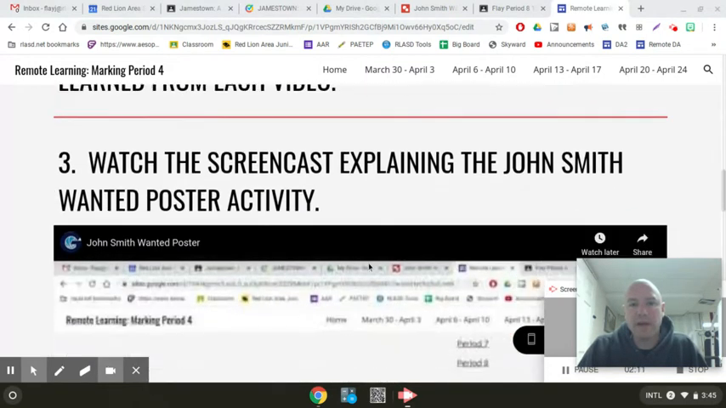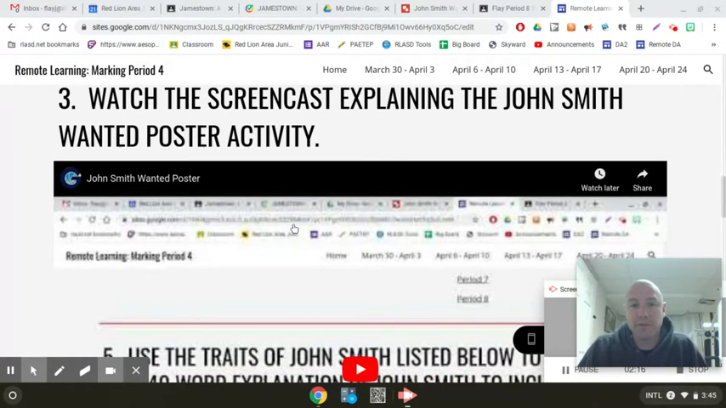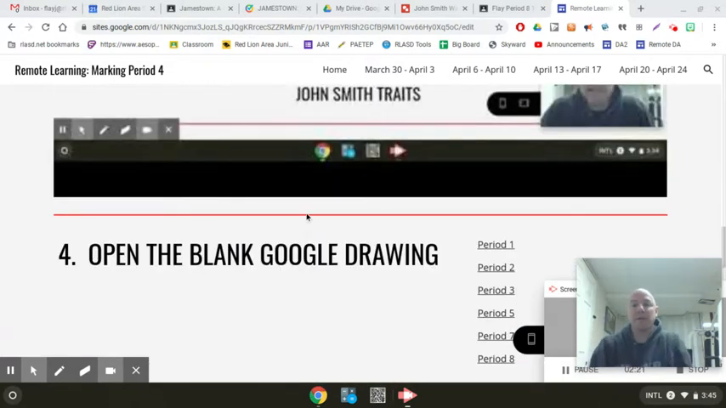Then you're going to watch this screencast explaining the John Smith wanted poster activity. So in a nutshell, you're creating a wanted poster for John Smith. Like I mentioned in the screencast there, wanted posters became very famous in the Wild West when you have outlaws that the lawmen are trying to find. They would hang up these wanted posters with their pictures. They would put a reward, and they'd have an explanation about them. That way, if somebody came across them, they would have an idea of who it actually was.